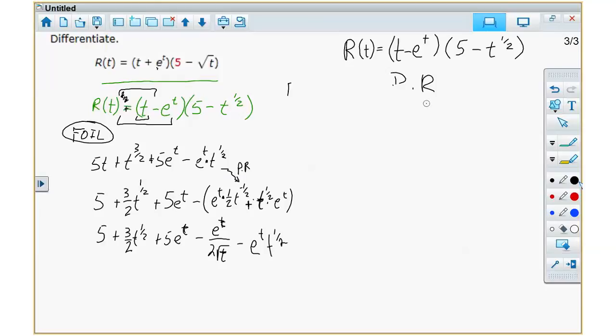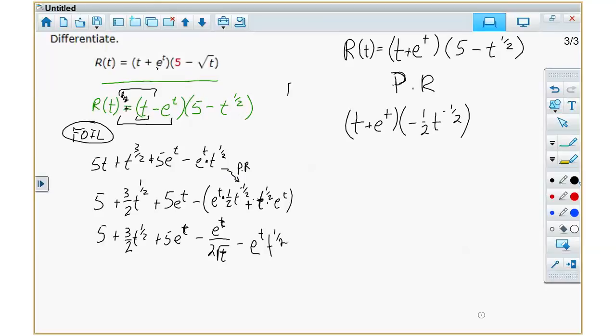All right, so first times the derivative of the second. Well, that's going to be 0 minus 1/2 t to the negative 1/2, minus 1/2 t to the negative 1/2. What rule is this? Product rule. That's a t plus e to t.